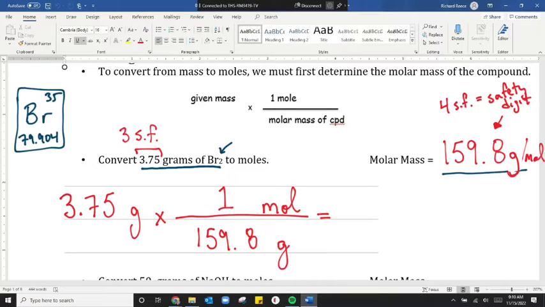All right, so getting this one set up, to solve it, I'm going to go with 3.75 divided by, because 159.8 is on the bottom, so I'll divide it.